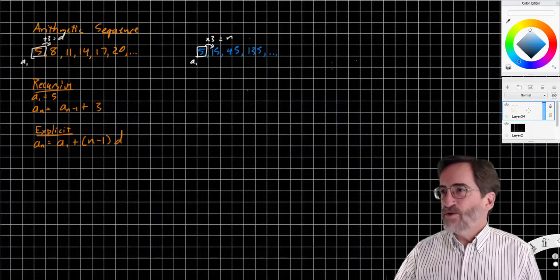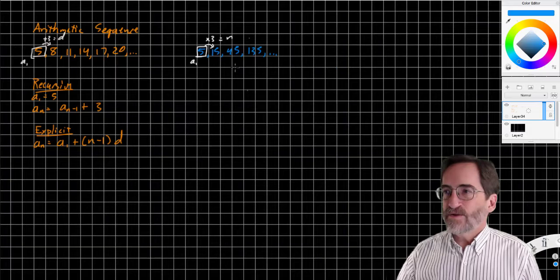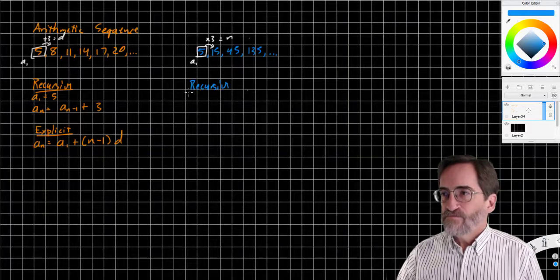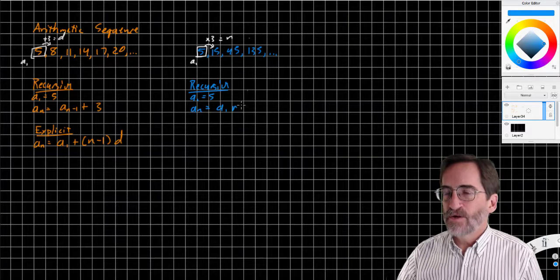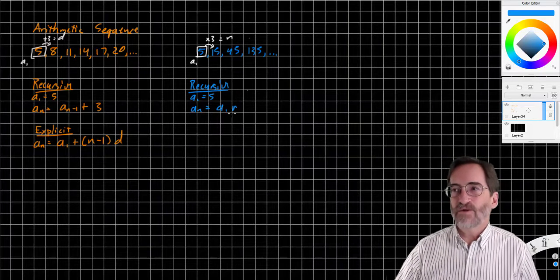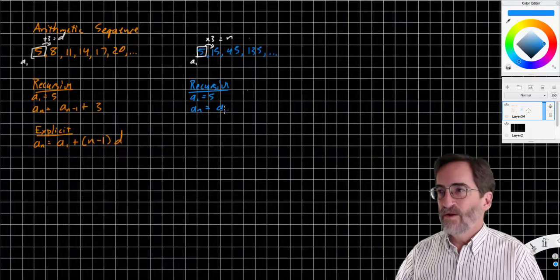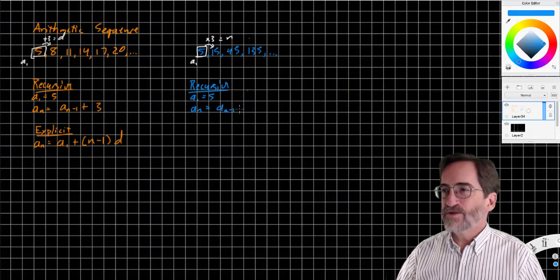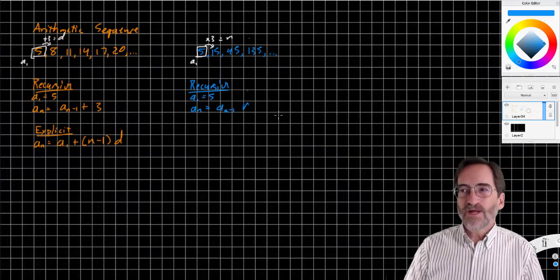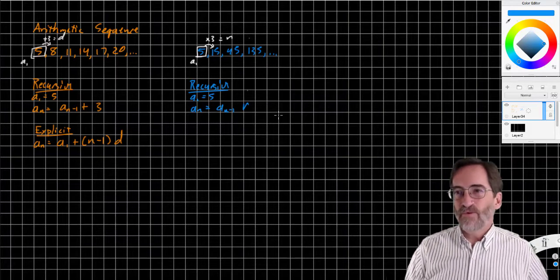So we can define this recursively this way. A sub 1 is 5. A sub n is a sub n minus 1 times r. I'm mixing up explicit and recursive, so let me restate: we take the previous term, and we multiply by the common ratio.